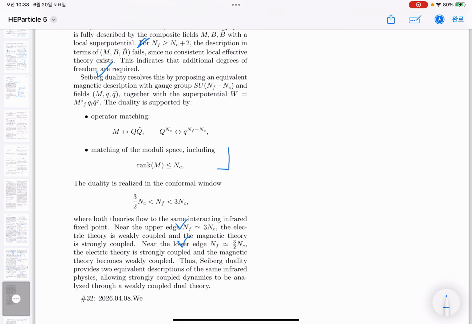So we talk about some generalizations of the SQCD and especially the Seiberg duality.